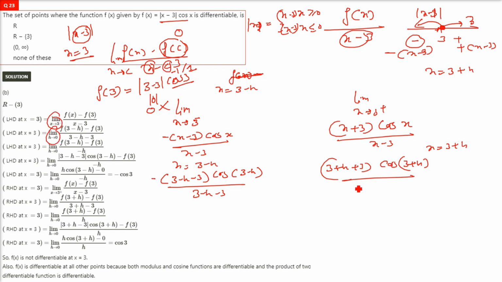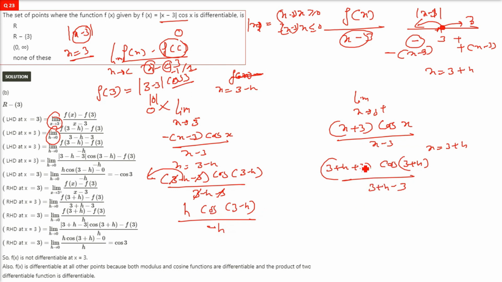Now this is the limit as h tends to 0. You have to write all the steps, but I'm just skipping them to make it faster. 3 plus h minus 3. So this gets cancelled, 3 and 3, you have a negative h. There is already a negative outside, so it's going to be positive h. Cos 3 minus h divided by, you have 3 and 3 gets cancelled, and you have a negative h here.